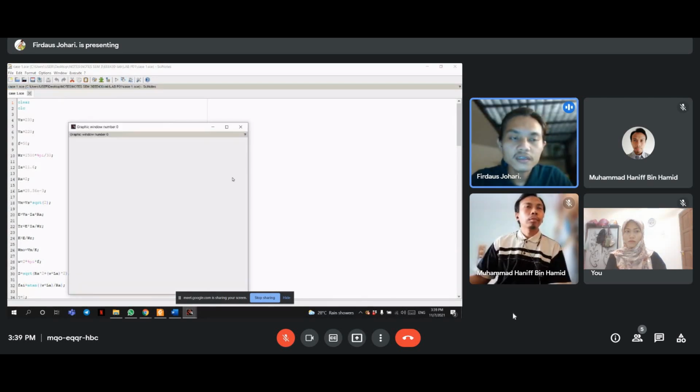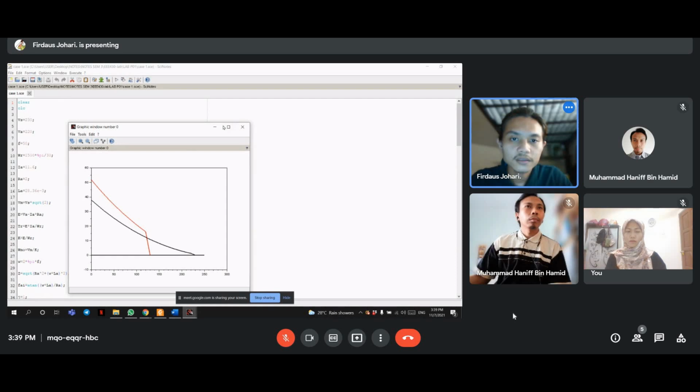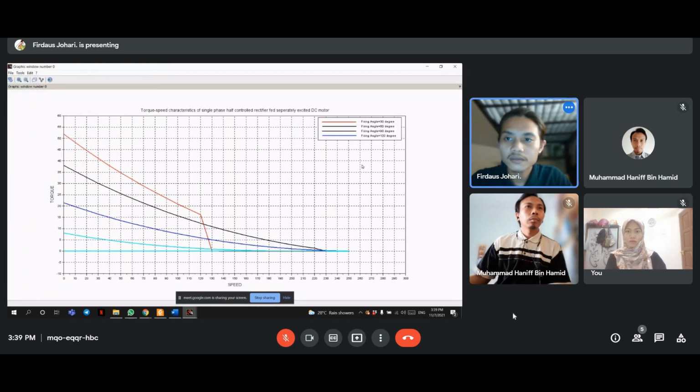After we run the coding, this is the output, and it is for the firing angles 30 degree, 60 degree, 90 degree and 120 degree.